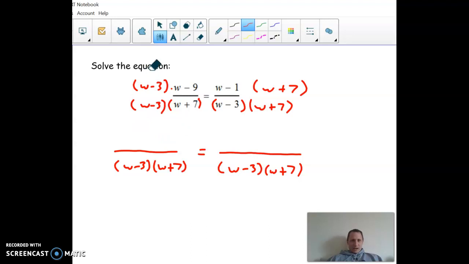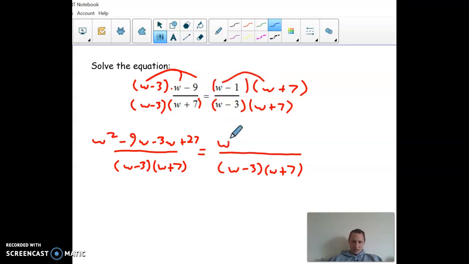Okay, so to do that, just going to multiply w times w, w times minus 9, negative 3 times w, and then negative 3 times negative 9. Ran out of space a little bit there. Other side, FOILing again, w times w, w times positive 7, negative 1 times w, and negative 1 times positive 7.